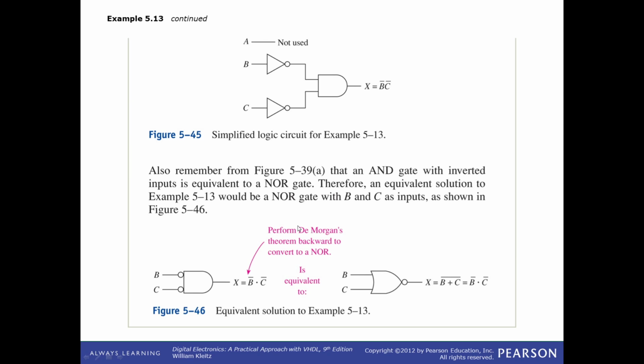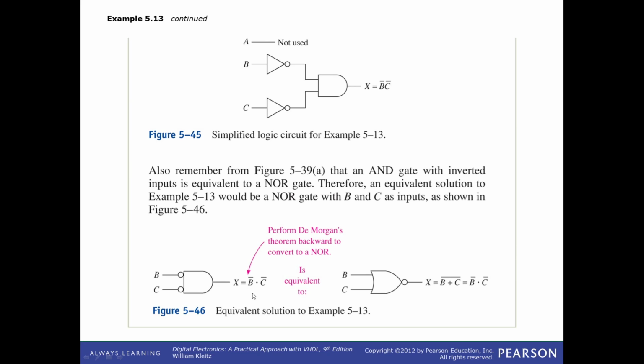So here is, at the top here, not B, not C. That's basically just B and C inverted with an AND gate. Here is the bubble representation. We just have bubbles on the inputs of this AND gate.